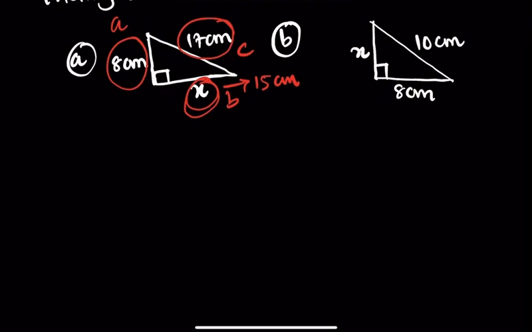Let's solve the value of x for the second triangle. Let this be A, let this be B, and let this be C.